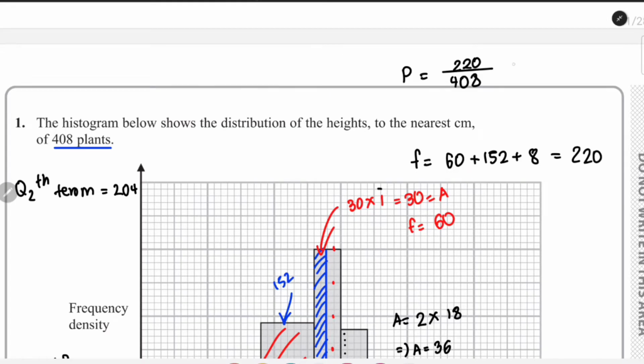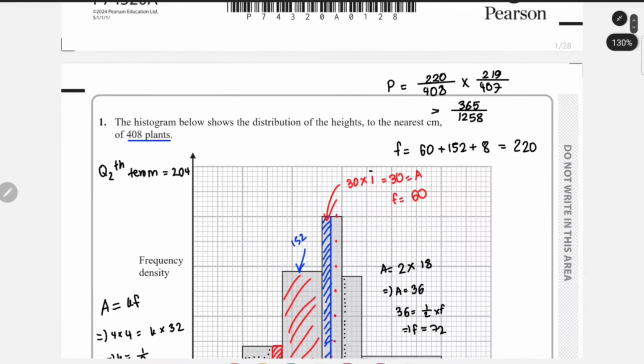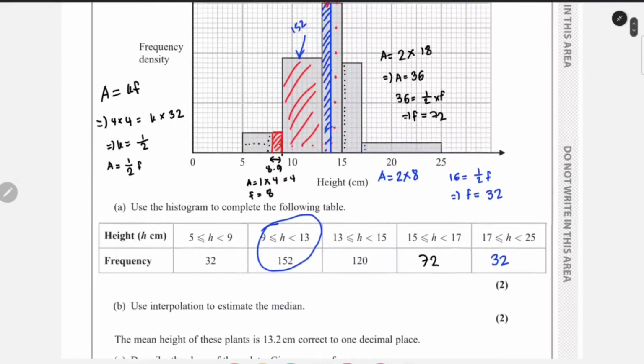However, we are not replacing the plants, so the number of plants will decrease on the second time. So this will be 219, and the total number of plants will decrease to 407. If we multiply this, we'll get 365 divided by 1258. So this is part D.